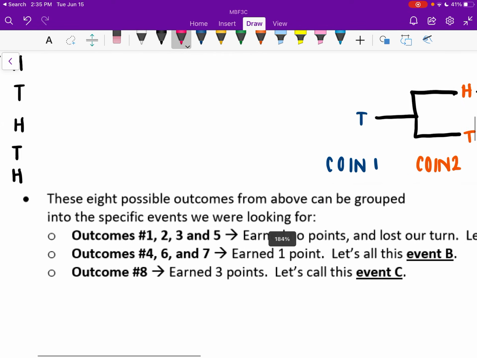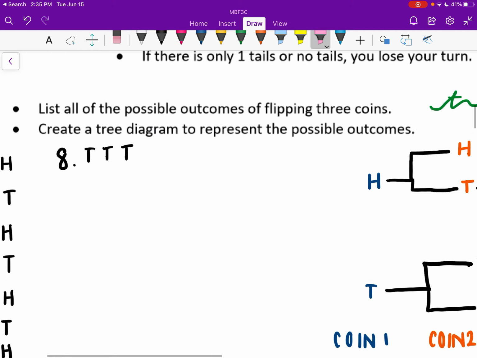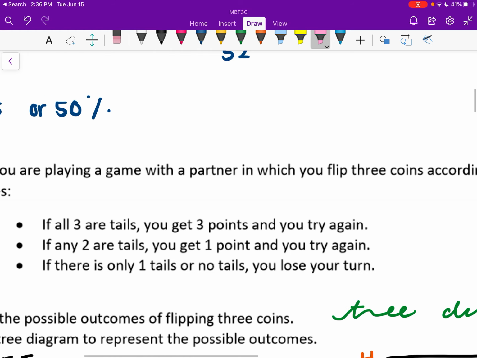All right. So let's go on. So these 8 event outcomes can be grouped. So if we go back up here, they can be grouped into these events, right? Because what we're actually looking for isn't necessarily the specific combination. I don't care if I get a heads on the first round and then 2 tails after, or if I get 2 tails on the first 2 rounds and then get a head after. I just care that I got 2 tails, right? So that I can get that 1 point.